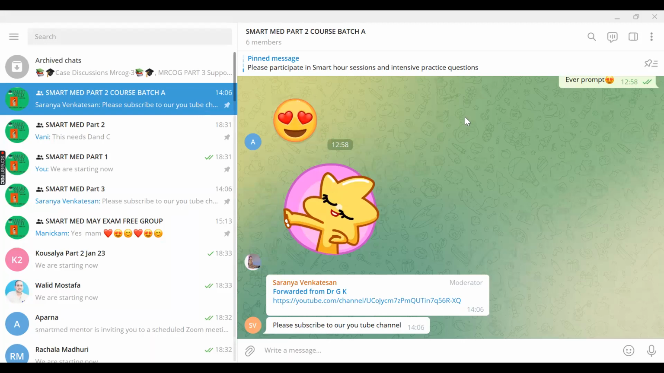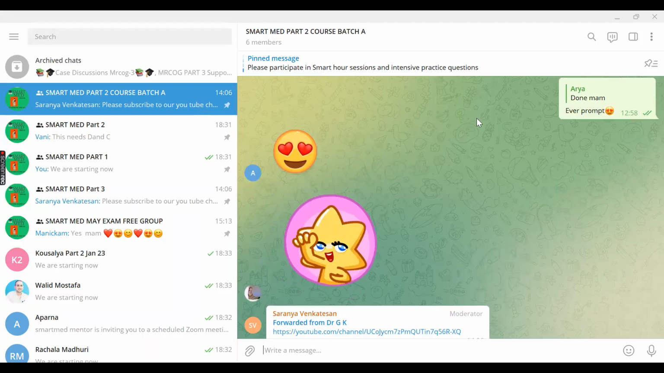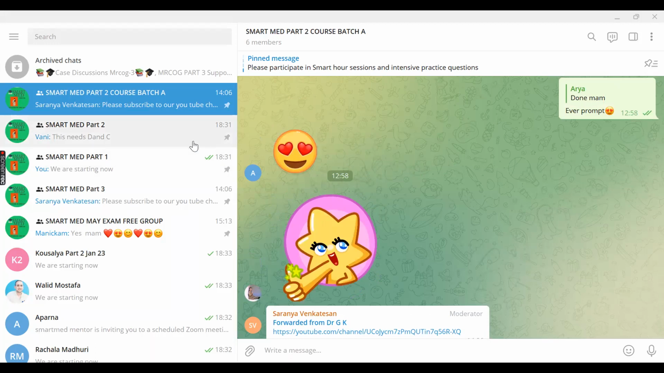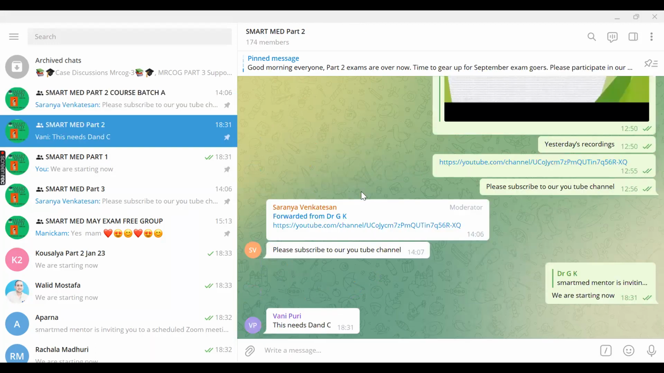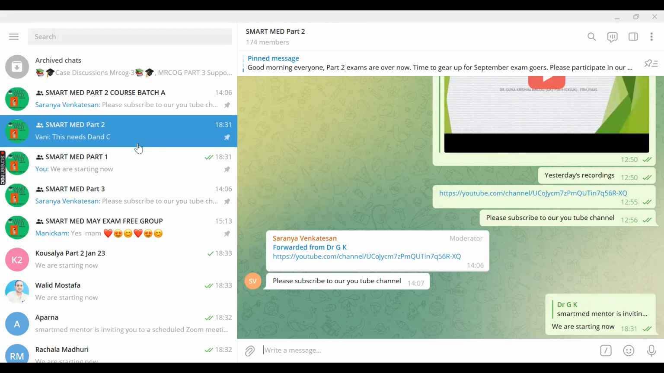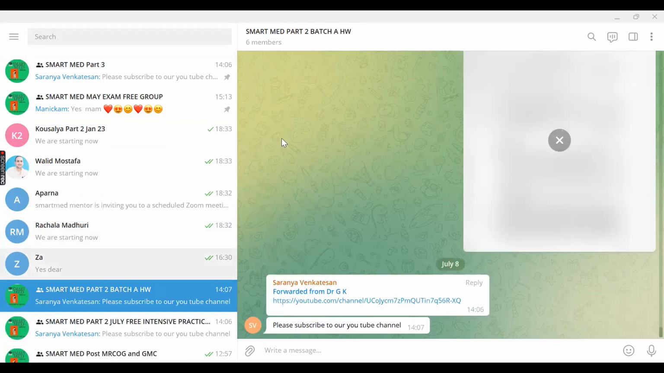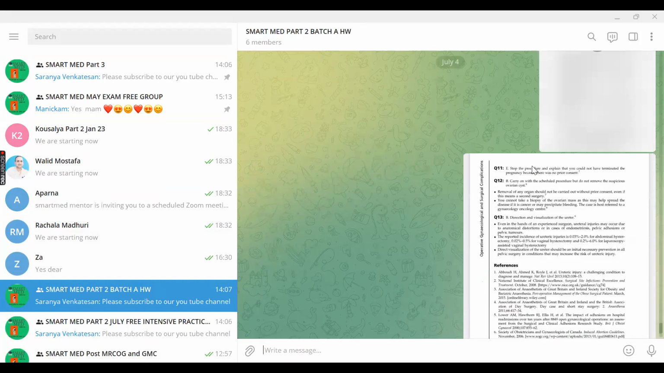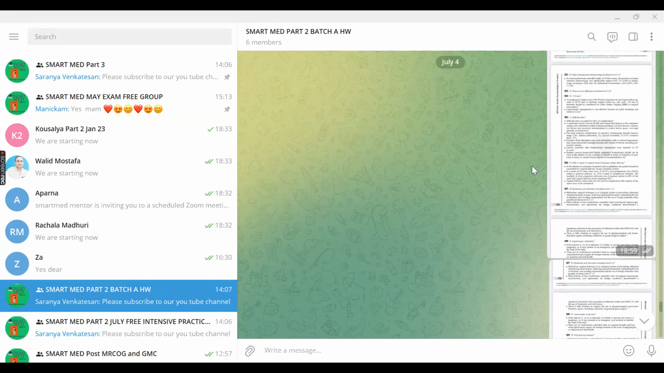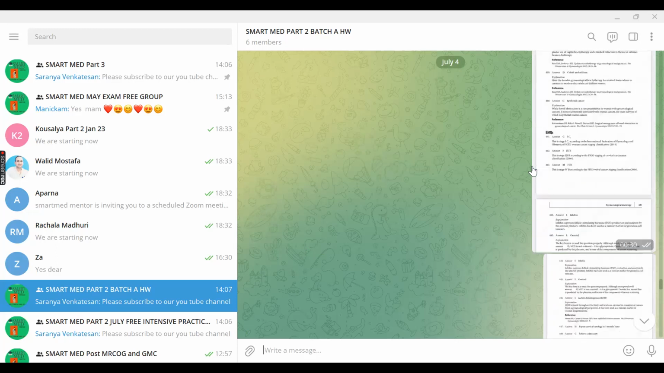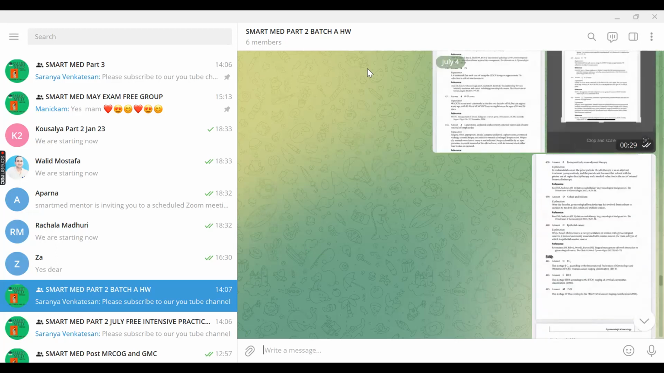Basically, this is our course batch. There will be only 6 candidates, and they will be coached for a period of 12 weeks or 16 weeks or 18 weeks, whatever is their choice. Of course, we have the common group that you are all aware of, where we post all our day-to-day sessions. And we have something called the homework group, where we will be giving regular homeworks, to be monitored by the moderator.